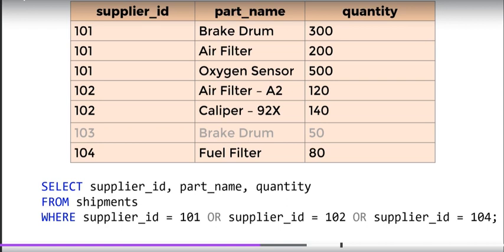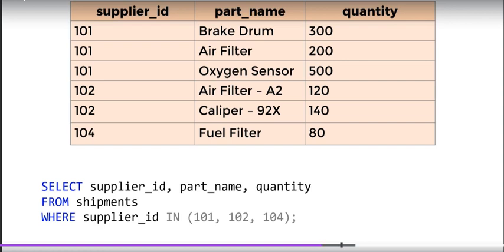For our conditions we have to use WHERE, right? Here, instead of OR, we can write it like this: select supplier ID, part name, quantity from shipments where supplier ID in 101, 102, 104, right? Like that we can utilize the IN operator.